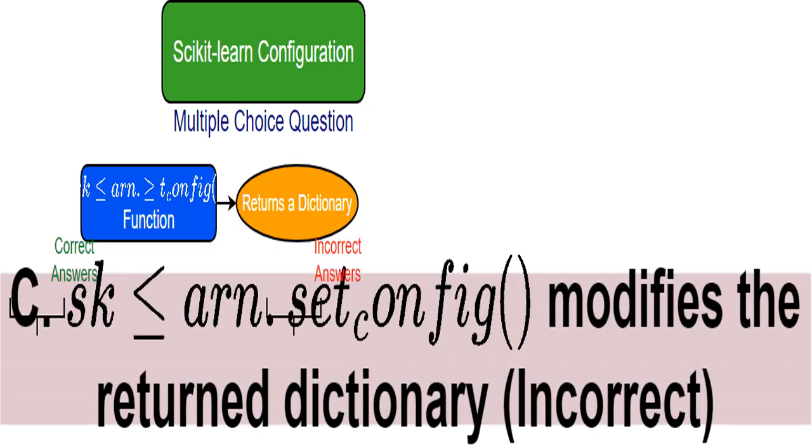This is also incorrect. You don't modify the dictionary returned by sklearn.get_config. Instead, I use sklearn.set_config to directly modify the global settings. It's a separate function designed specifically for that purpose. Think of it as the Save button for scikit-learn's configuration.